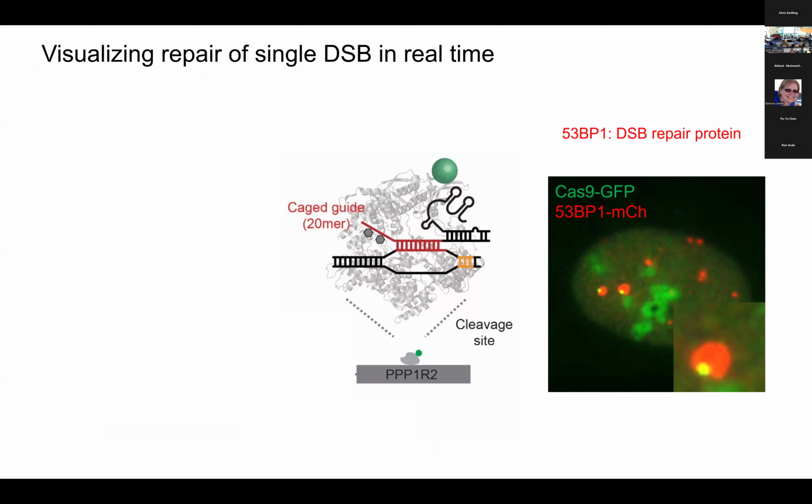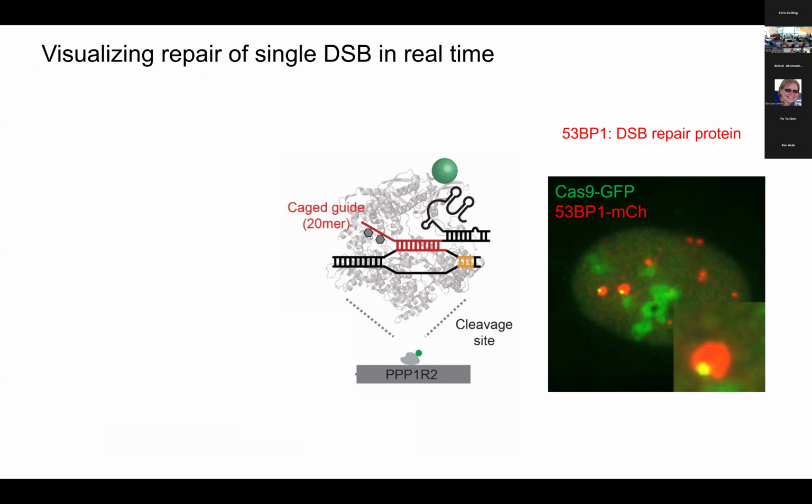So now with this very fast CRISPR tool, what Yang did was to see if we can use this tool to monitor DNA repair in real time in living cells. Again, these are U2OS cells. He introduced two fusion proteins into U2OS cells. One is Cas9-GFP. The other is the repair protein 53BP1 fused with an anchor.